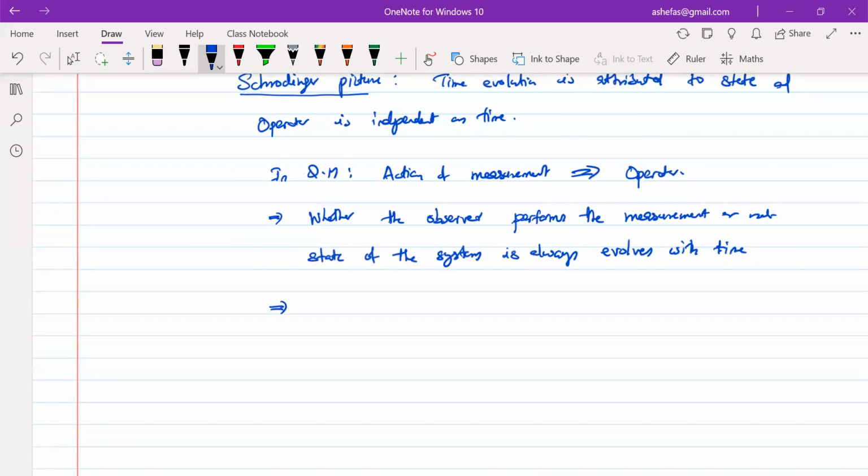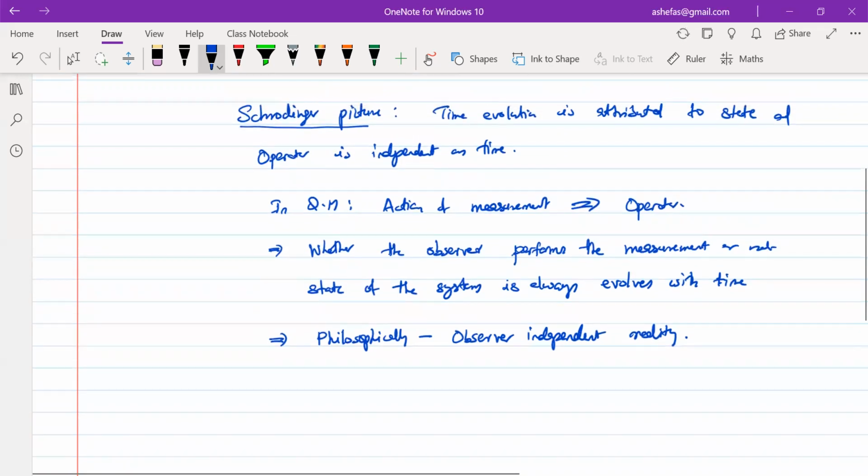So this implies that philosophically we can say that there is observer independent reality. For the time evolution of the system, there is no requirement of the observer. Whether the observer is present or not, the system evolves with time. So the reality is independent of the observer. So that is what is called the philosophical implication of the Schrodinger picture. Okay, so then we can move from the philosophy to the mathematical point of view.